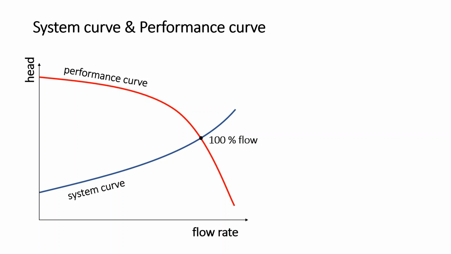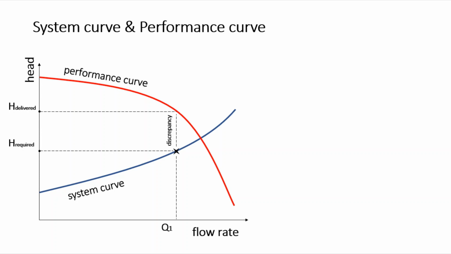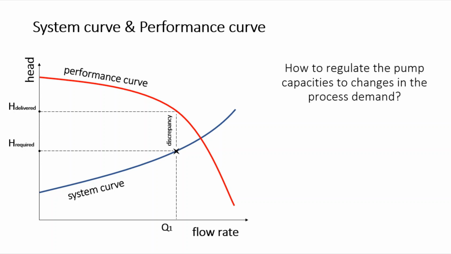So what's going to happen if we want to operate at different flow rates? For example, let's take this point, Q1 flow rate. So we can see there is a discrepancy between what we require and what the pump will deliver at this specific flow rate. The question is how we can regulate the pump capacities to these changes in the process demand. The answer to this question depends on if we have variable speed or constant speed pump employed in our system.